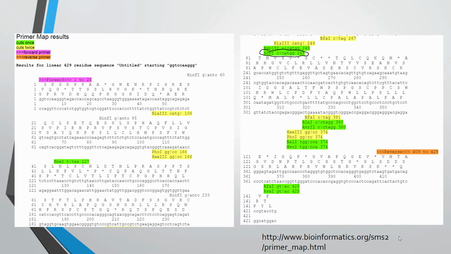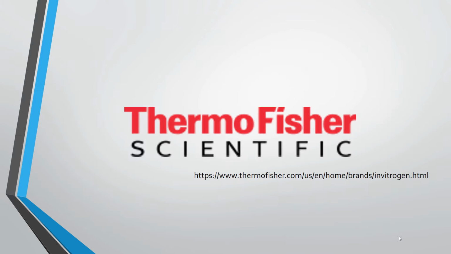The primers, according to Primer Map from bioinformatics.org, would bind at the middle and the end of the desired area. The restriction enzyme that will be used is NcoI. As shown, NcoI should make a cut 425 base pairs into the target area. The next step will be to order the primers that were selected. They were ordered from Thermo Fisher Scientific.